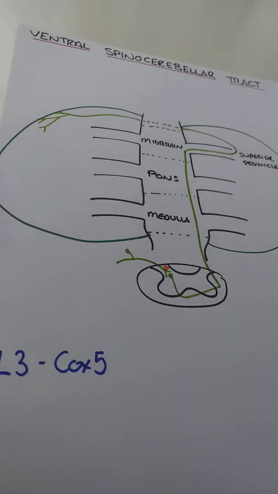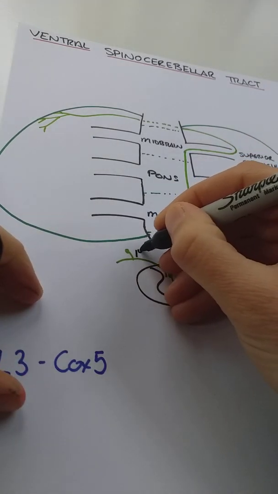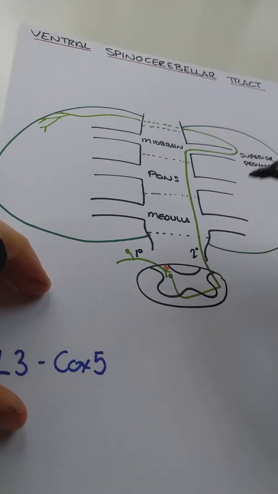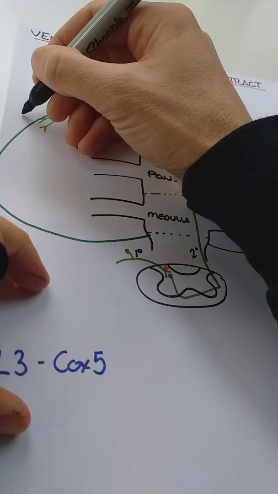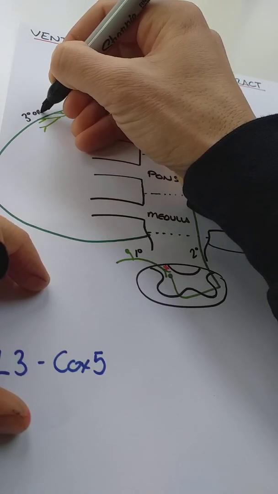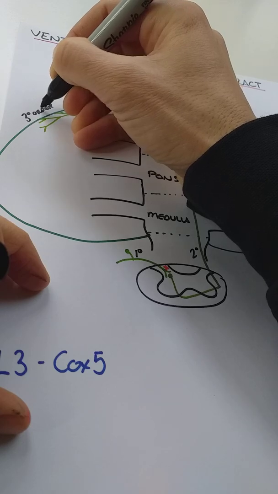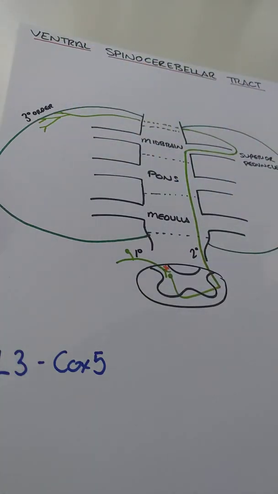And that is that one. So we're just going to mark them: first order, second order, and then third order happens here somewhere. And that's all you need to know on that.